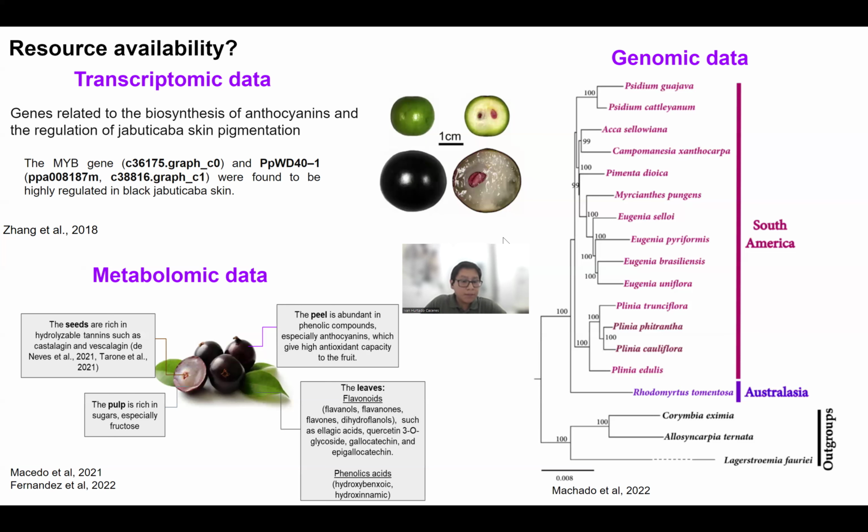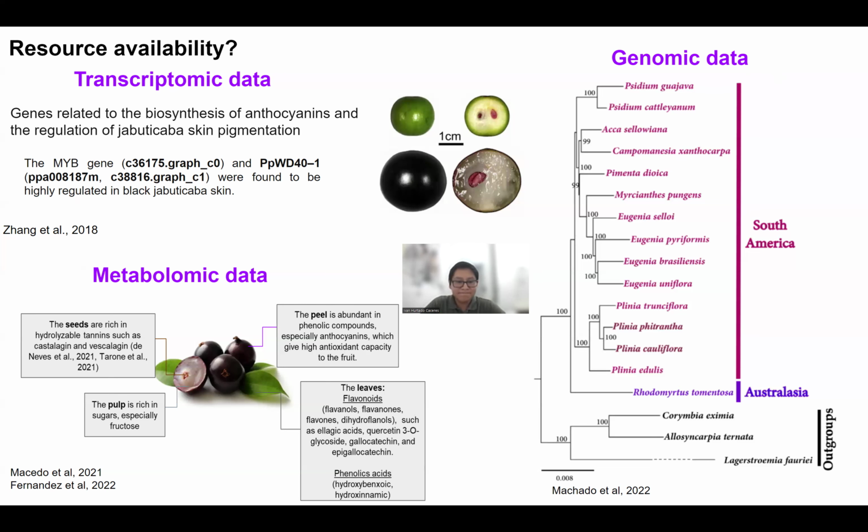Other parts, for example the seeds, are rich in hydrolysable tannins, and in the leaves there are characterizations of flavonoid classes and other phenolic acids. In the pulp, there are reports about sugars contained, especially fructose.